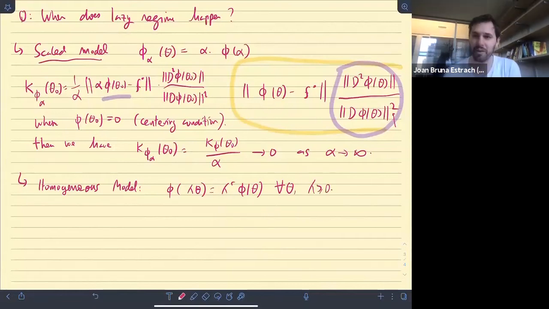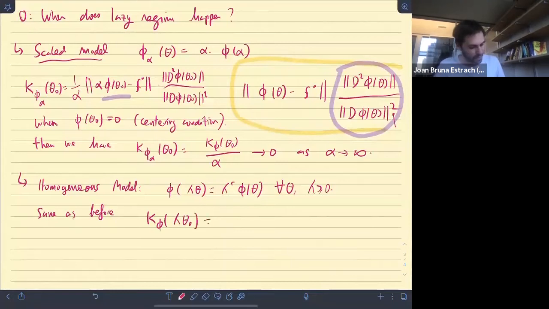Okay, so here we have the same thing, because you can see that scaling the parameters or scaling the function is equivalent up to this exponent r. If r equals one, it's exactly the same thing as we had before. So in that case, we know that the relative scale, if I scale the initialization of the parameters, is going to be one over lambda to the r times the relative scale of the initial model at time zero.